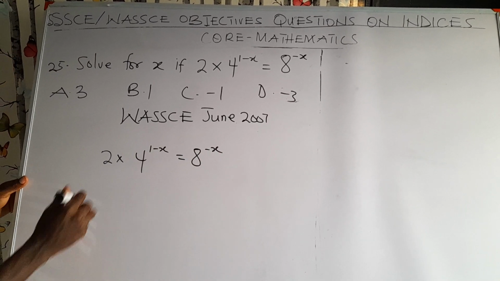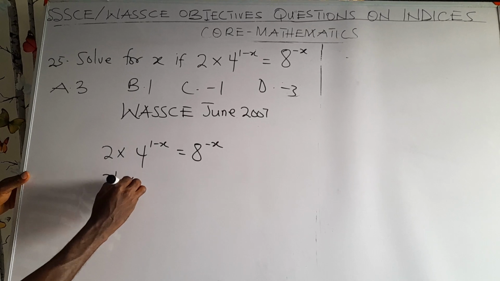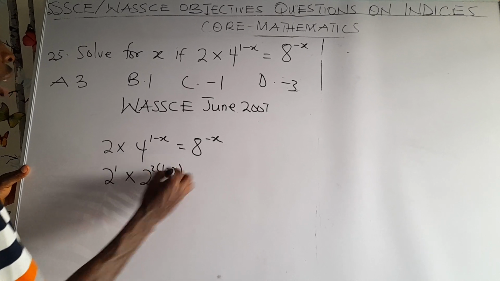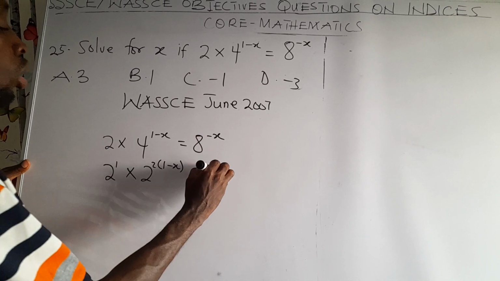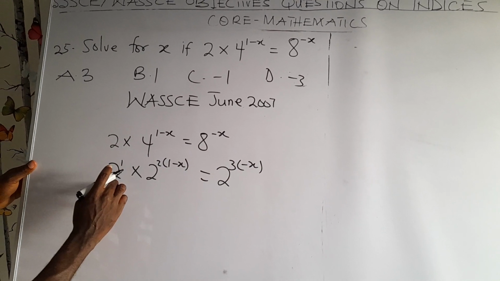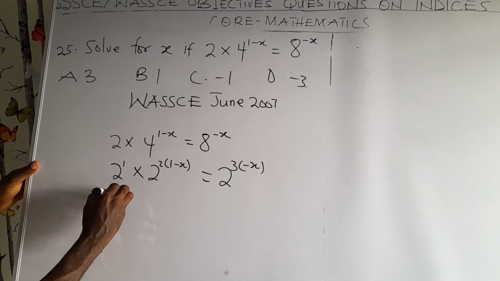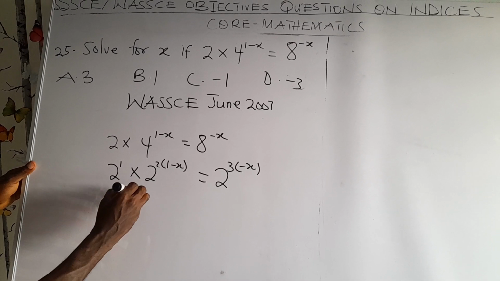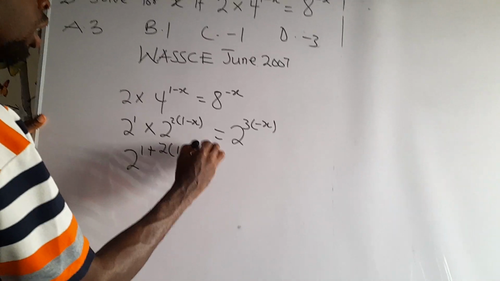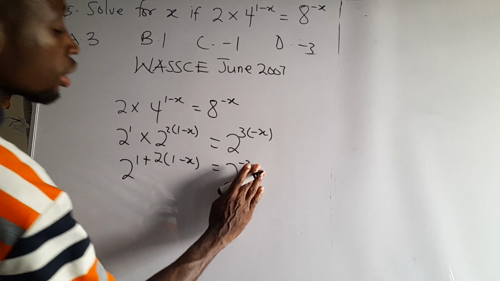So we change all to have a base of 2. This 2 is the same as 2 exponent 1, times 4 which is 2 exponent 2 times our 1 minus x, and the 8 is 2 exponent 3 times our negative x. Since the bases are the same and they are multiplied, we can add the exponents. So we have 2 exponent 1 plus 2 bracket 1 minus x, equal to 2 exponent negative 3x.